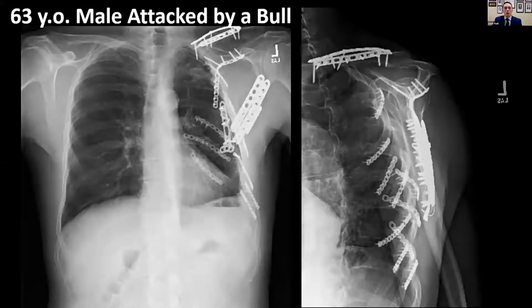So this is our 63-year-old in the bullfight. He actually had his ribs fixed originally by a cardiothoracic surgeon at the time of injury and presented to the senior author 4 months after with multiple rib non-unions, a scapula non-union, and a clavicle non-union. So he was reconstructed, and this is what he looked like after. I think he underwent 3 reconstructions for his ribs as well.